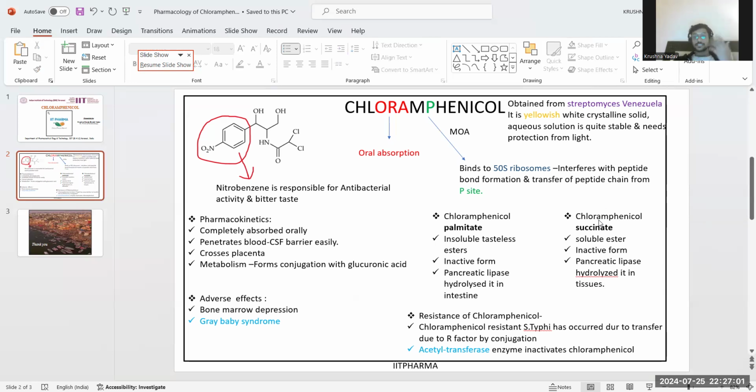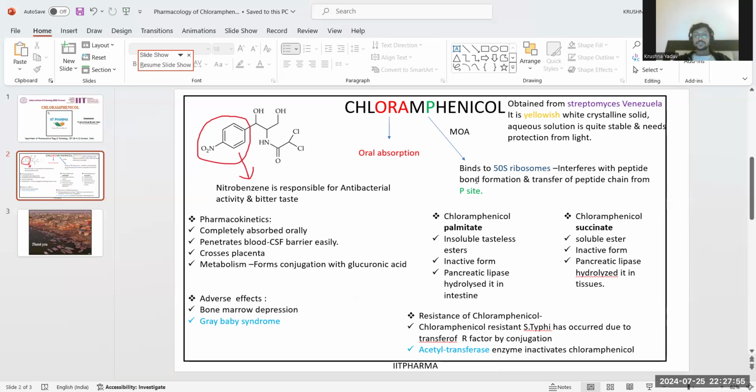We have seen its mechanism of action and adverse effects, but most importantly, the resistance to antibiotics. When it comes to chloramphenicol, the examiner also asks about this, because when we take chloramphenicol again and again, there is a possible chance of resistance. Chloramphenicol resistance in Salmonella typhi has occurred due to transfer of the R factor by conjugation. After that, there is the acyl transferase enzyme, which inactivates chloramphenicol. This is also one of the enzymes that inactivates our drug chloramphenicol.